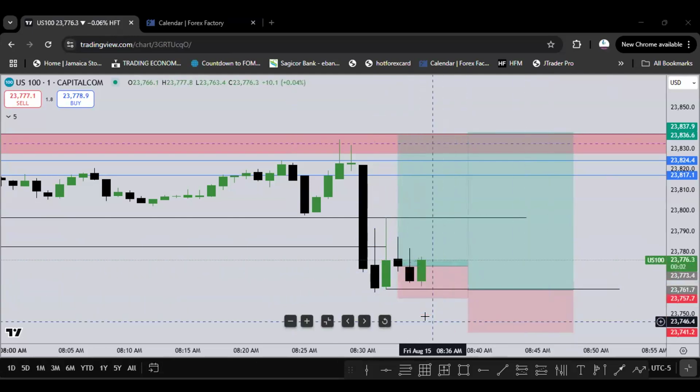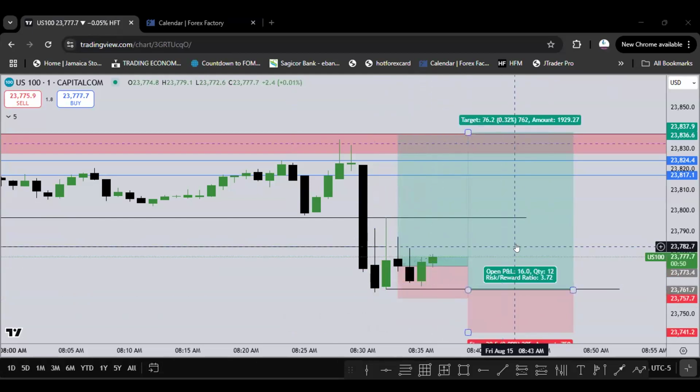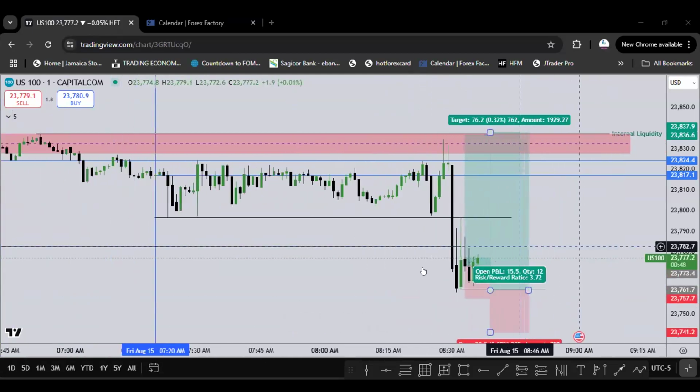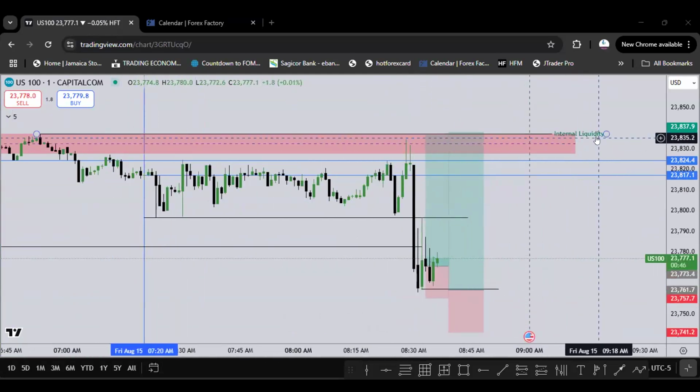It's leaving without me. 3, 2, 1. Spike. Wait, Kish, I think I missed it when you were talking about your bias. You're short term bullish or you're bearish for today? No, I'm bearish, but I want to short the internal liquidity run.